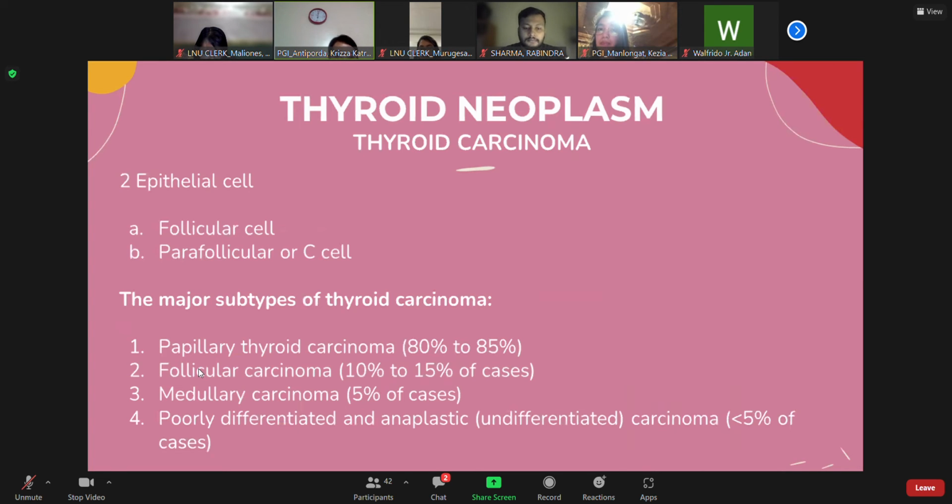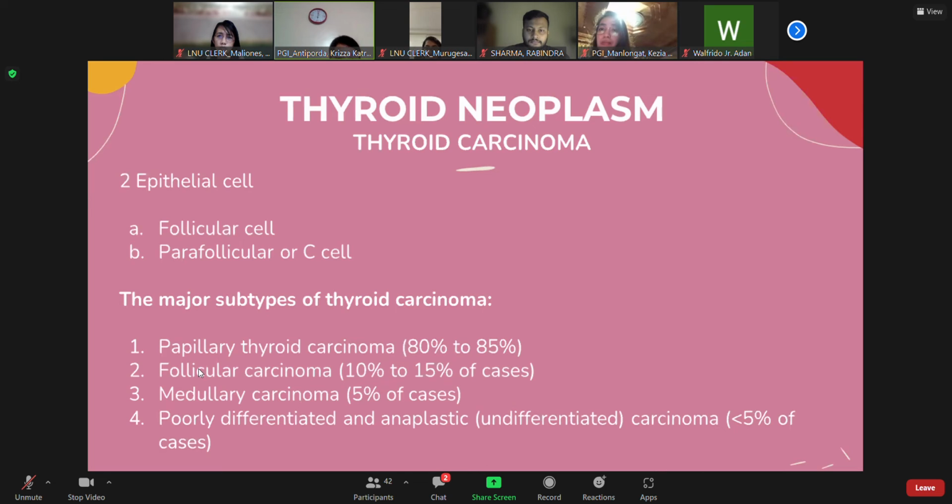We're going to move on to thyroid carcinoma. So for thyroid carcinoma, there are 2 types of epithelial cell in the thyroid from which primary carcinoma can arise. The first one is the follicular cell and the second one is the parafollicular cell. There are 4 major subtypes of thyroid carcinoma.